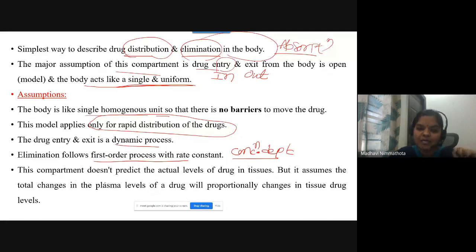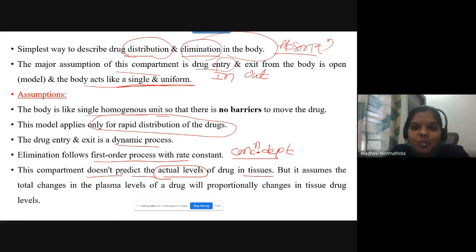This compartment does not predict the actual levels of the drug in the tissues. See, this model does not predict how much amount of the drug will be available in the tissues. In the sense of actual levels, it cannot be predicted, but it assumes the total changes of the plasma levels.